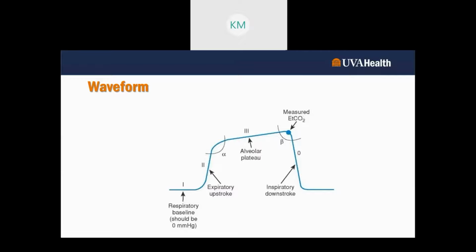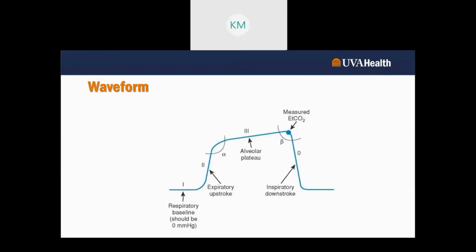So what does all this mean? Why is it a box? Basically what we're looking at is our respiratory baseline. We start at phase 1 all the way to the left. This is inspiration. The patient is still breathing in, taking that big deep breath, and our tracing is at 0 at this point. Phase 2, where the first part of the box begins, is our expiratory upstroke. That is essentially just where expiration begins.